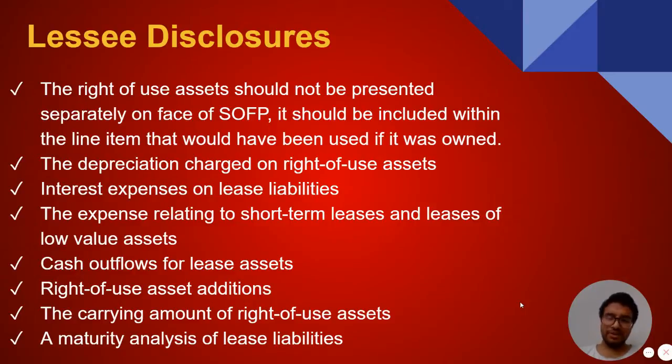Next thing is interest expense always on lease liability, and then the expenses relating to short-term leases and leases of low value assets. We need to clearly mention these expenses. Cash outflow for leases should also be included. Similarly, right of use asset additions, as there might be extra lease contracts that we have entered during the year, should be included. And then the carrying amount of the right of use assets. The maturity analysis is a bit different thing in case of disclosure: the maturity analysis of lease liability.